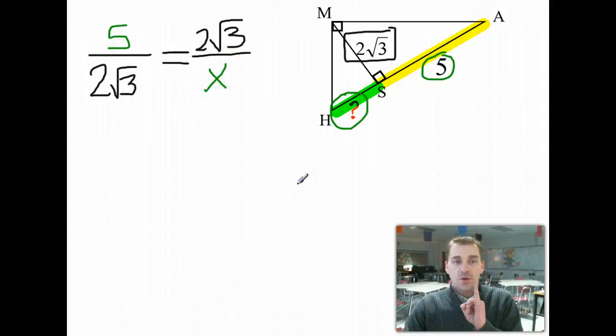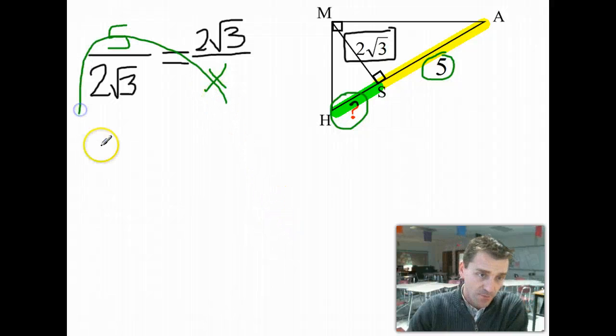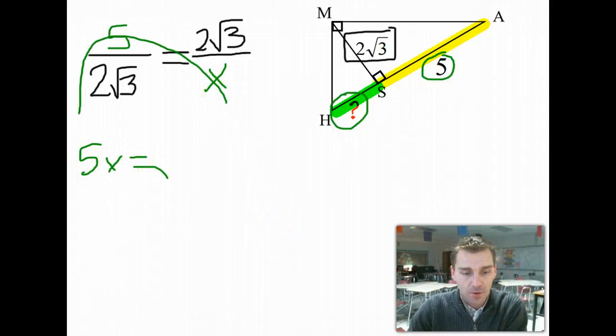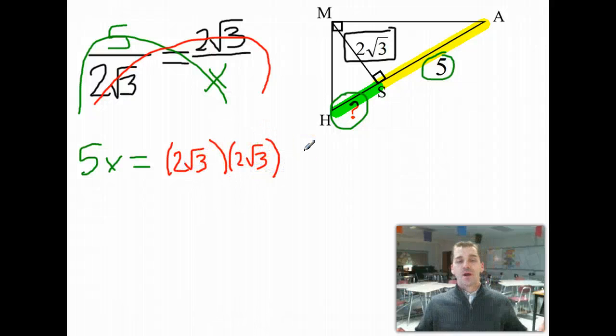A little bit trickier in this regard, but it's the same thing as all the other three: means extremes product theorem. That gives you right here 5x. I'm going to write this next one out so you can see it. When I multiply 2 root 3 times 2 root 3, I'd recommend writing it in parentheses. It's 2 root 3 times 2 root 3, like that.